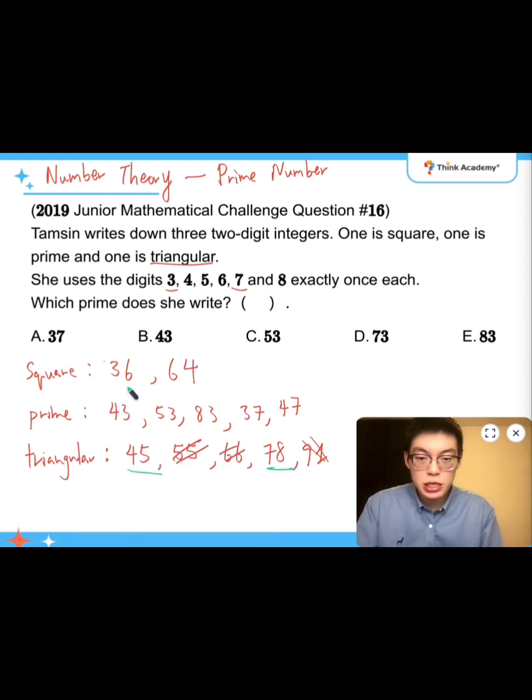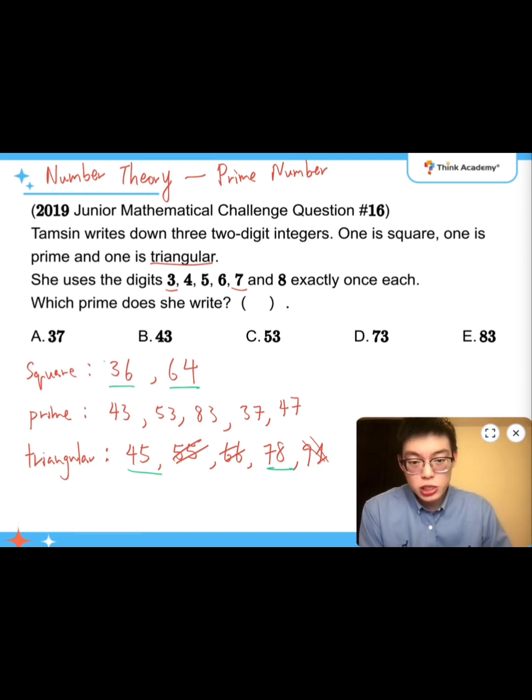And for square numbers, it could only be 36 or 64. So I just need to try the different possibilities out. Let's say starting from 36 being the square number. If I'm using 45 as the triangular number, it means that I have 7 and 8 left, but 87 is not a prime. So the first case doesn't work. If I'm using 36 and 78, then I have already used the 3 and 7, which means the prime number will not have any digits to end with, right? So the square number cannot be 36.